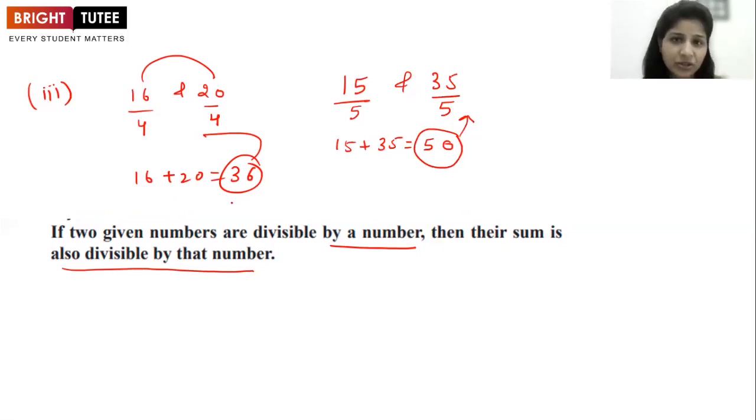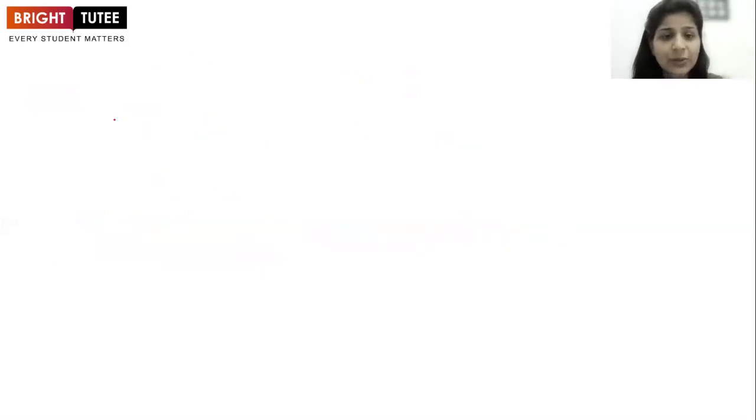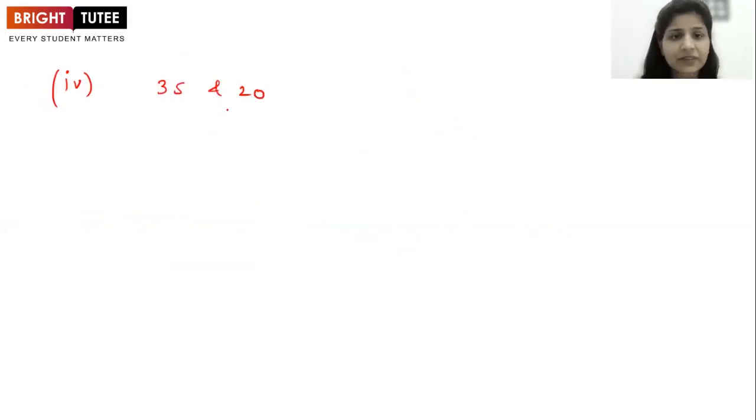Same goes with the subtraction of the numbers. Let's just do that also by taking one example. Let's take 35 and 20. Okay, are they both divisible by 5? Yes, they both are divisible by 5.